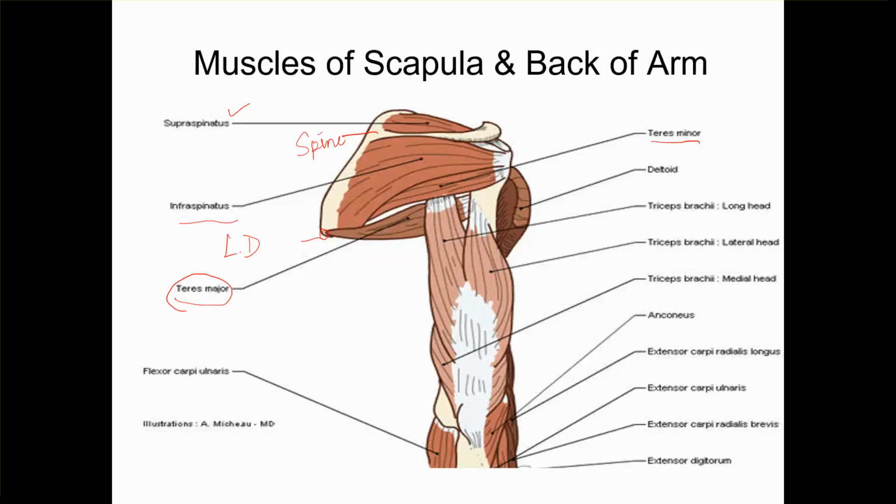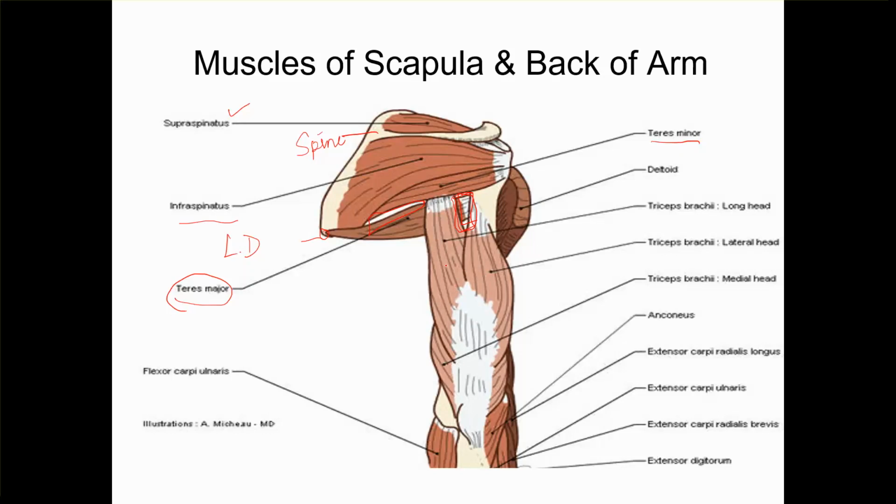Then we can see some spaces over here. This is called the quadrangular space. This is called the upper triangular space, and there is also a lower triangular space, not clear in this diagram. Here you can also notice the muscle of the posterior compartment, that is triceps.